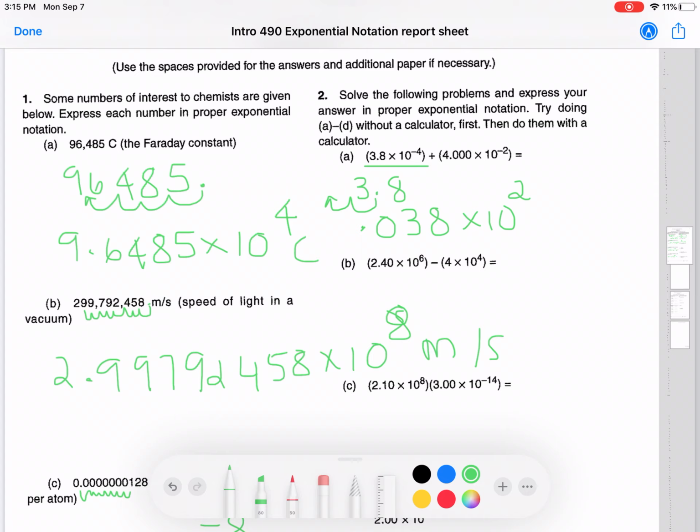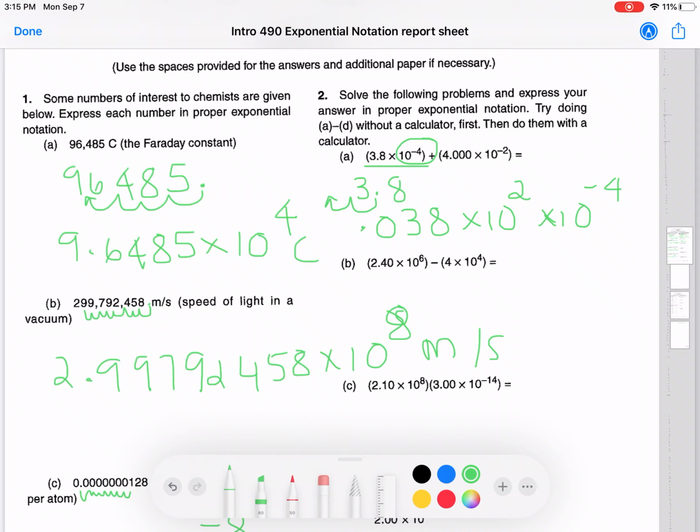But we should not forget we also have this 10 to the negative 4 that we started with. So what I just did was take 3.8 and move that number to the left to make it 0.038.